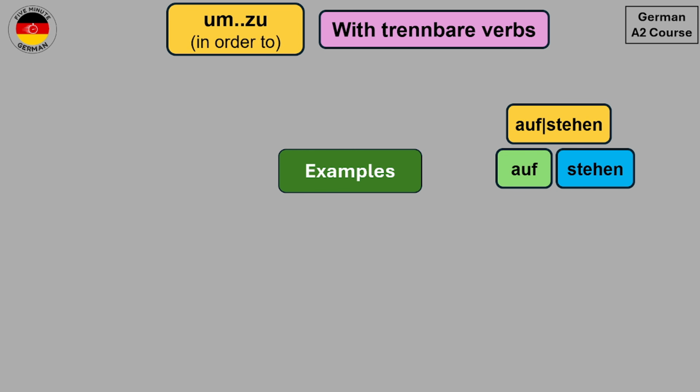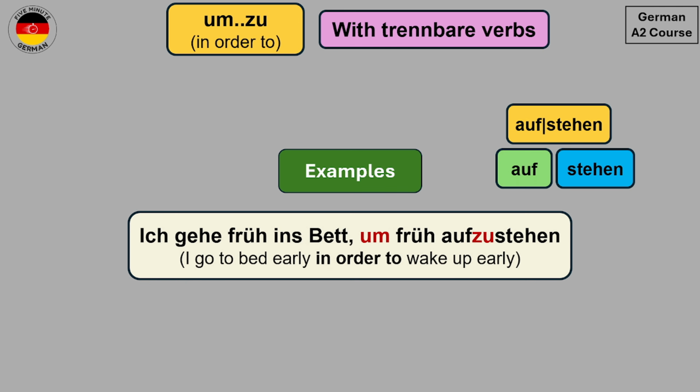So when I use this in a sentence with um zu, the sentence will be: Ich gehe früh ins Bett, früh aufzustehen. I go to bed early in order to wake up early. Now you see that the trennbare verb goes to the end, but there is a difference, and that is that zu is added between the prefix and the base verb. So it becomes auf-zu-stehen.